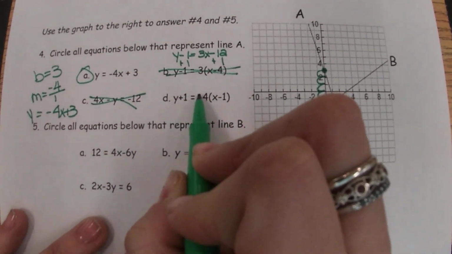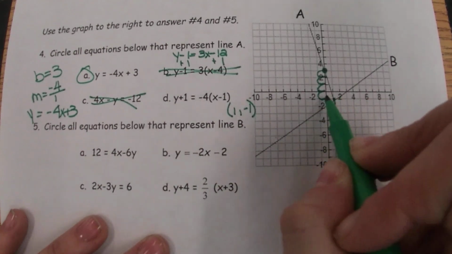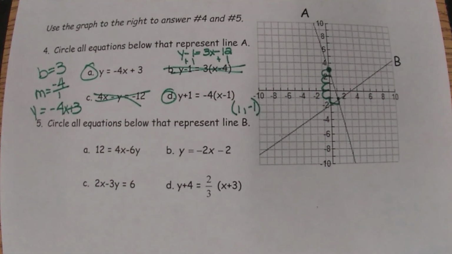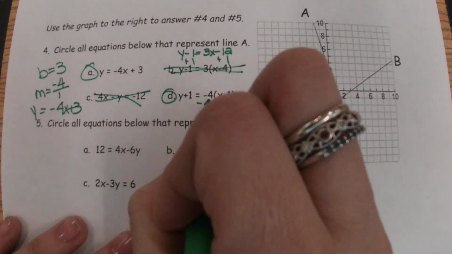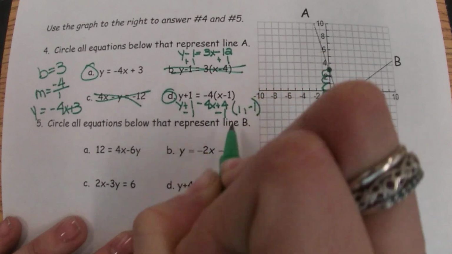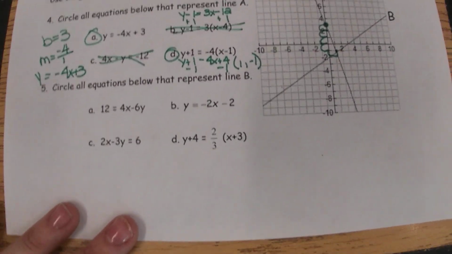Okay, again, this has a slope of -4, which is good. This has a point of +1, -1, so +1, -1. So we know this is one that works as well. Or again, solving it for y, -4x plus 4. So this will say y equals -4x plus 3, which is the same thing. So we should circle A and D.